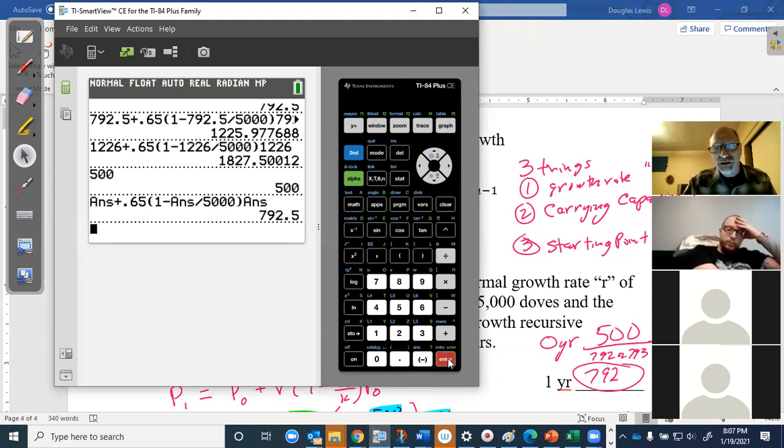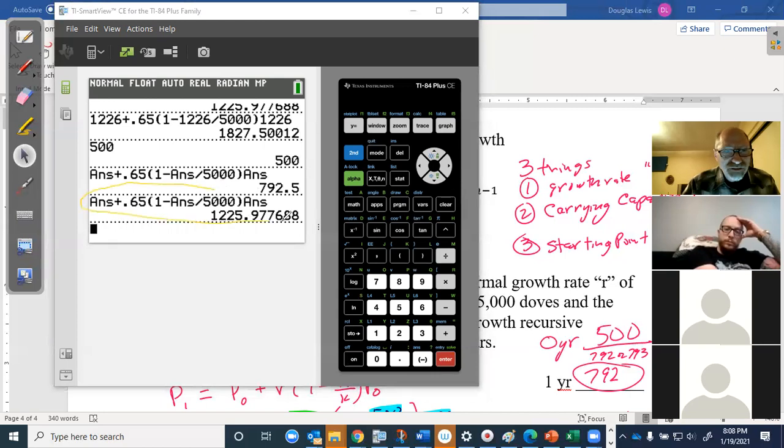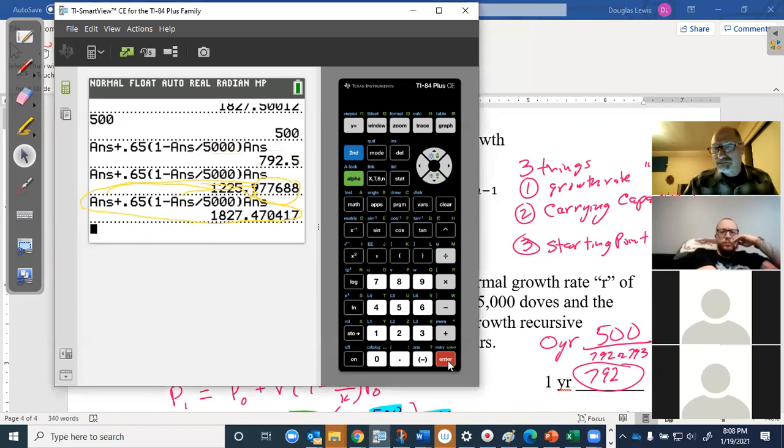Now I don't have to put anything else in again, because if I click enter, notice that it gave me 2 lines. I clicked enter and it gave me this whole line right here. All of this went just by clicking enter. You know what it did? It took my last answer, 792, and it put it there, there, and there where it was supposed to go, and I didn't have to do it again. How am I going to get my next number? Enter. There's my 1827. That's year 3.